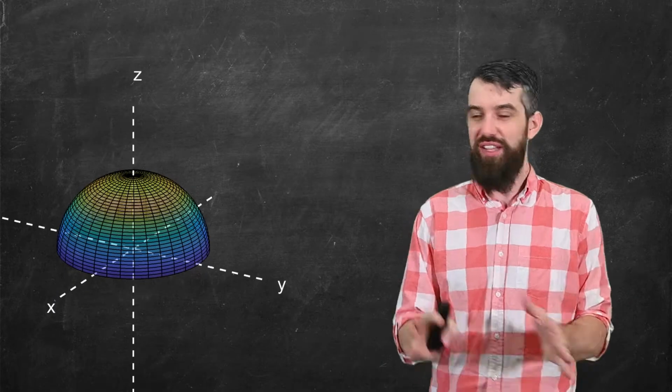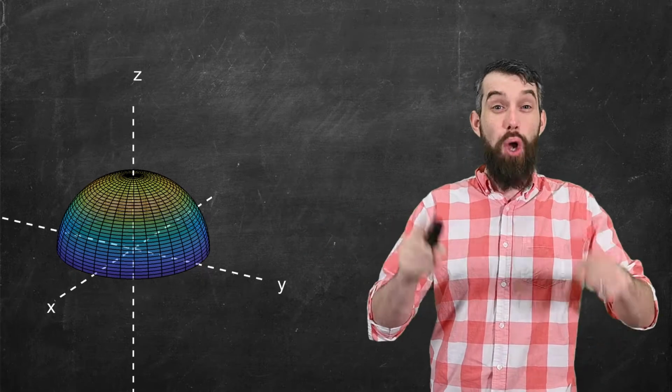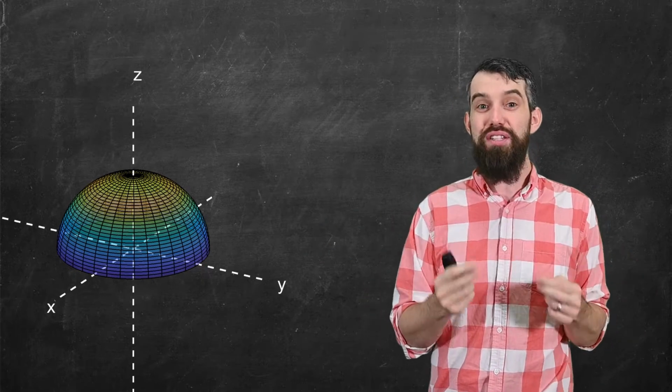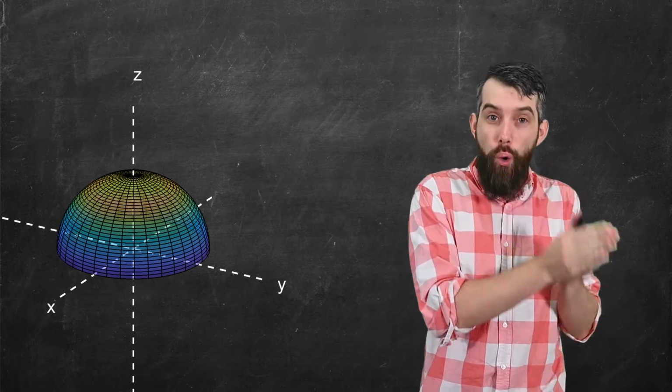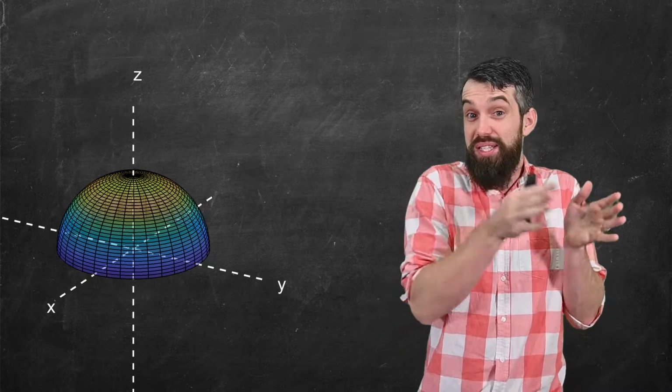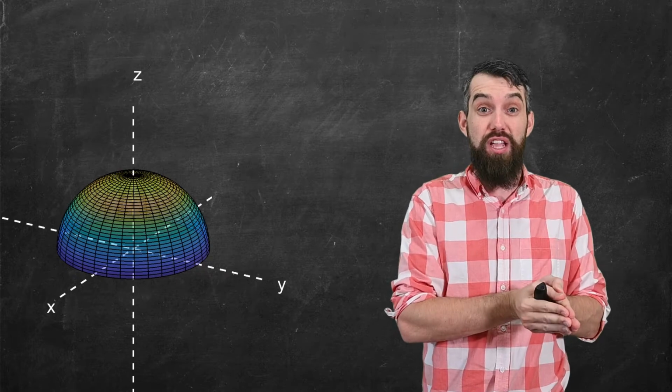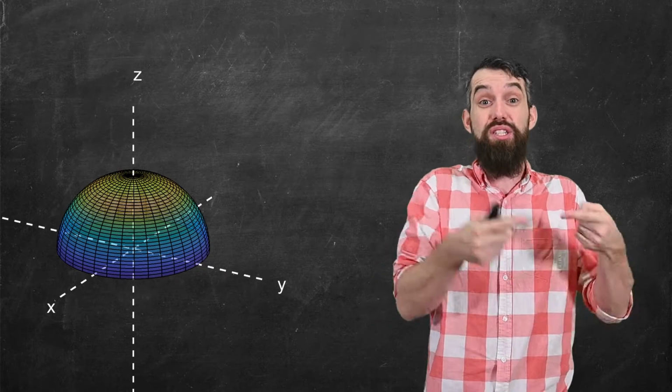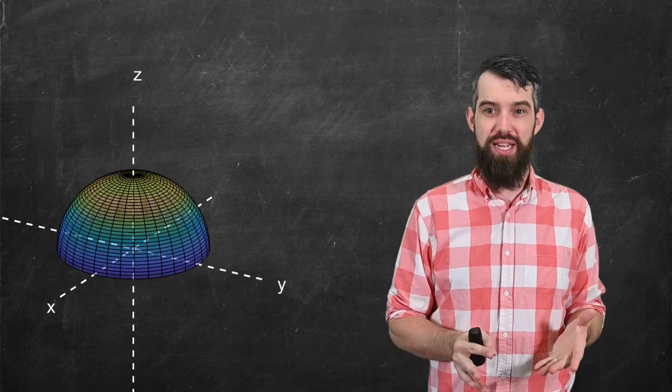Imagine you have a surface like this one. This is the top half of a sphere. I want to define a concept called orientation of a surface. And it's going to turn out that some surfaces are going to have this property of being orientable and some surfaces are not. So what's the idea?